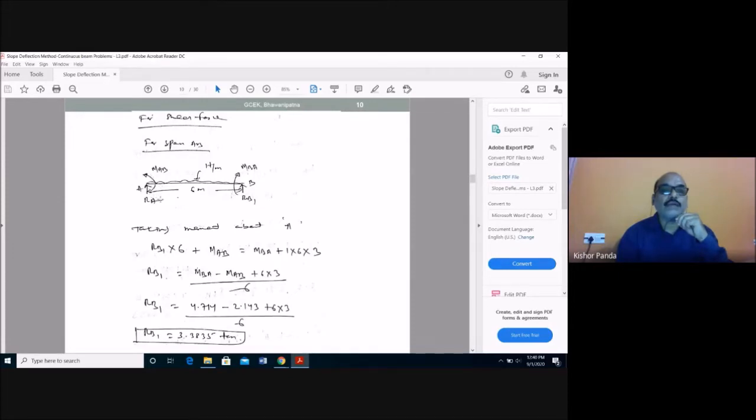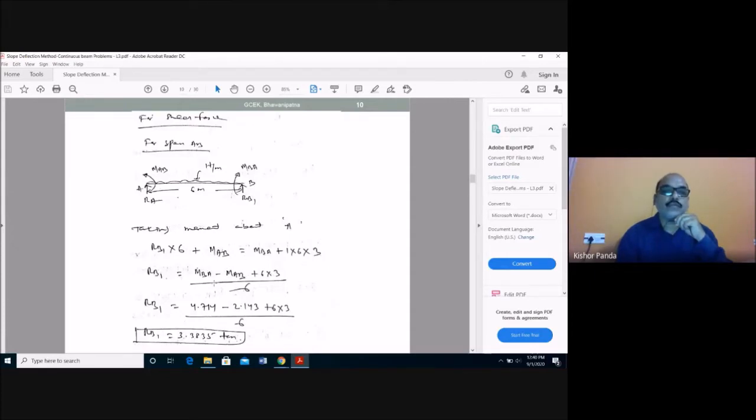Take moment about A. RB1 into 6, this is anti-clockwise rotation, and MAB is also anti-clockwise rotation. So RB1 into 6 plus MAB is equal to the clockwise rotation MBA, plus the moment due to UDL, which is 1 into 6 into the centroidal distance 3. So 1 into 6 into 3. So the anti-clockwise moment is equal to the clockwise moment.